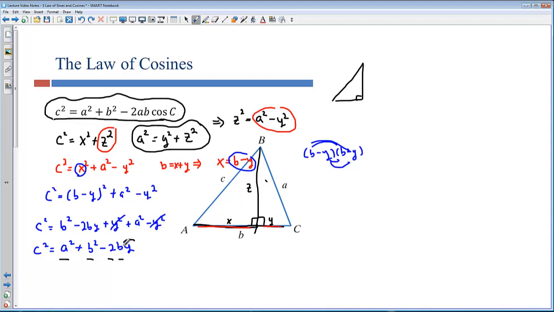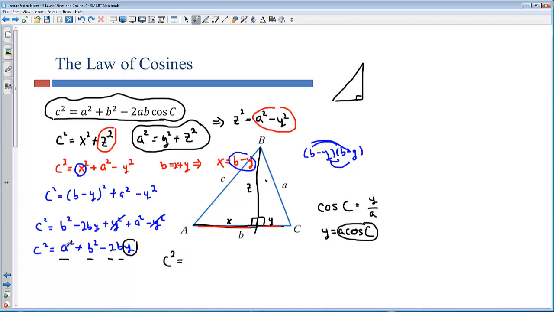But what you'll notice is if you look back in the picture at y, so here's y right here, if you write down what the cosine of c is, the cosine of angle c is the adjacent over the hypotenuse, so it's equal to y over a. And if we multiply both sides by a, it tells us that y is actually equal to a cosine of c. And so what we can do now is plug this in for our y, because it's what it's equal to, and we get the law of cosines.